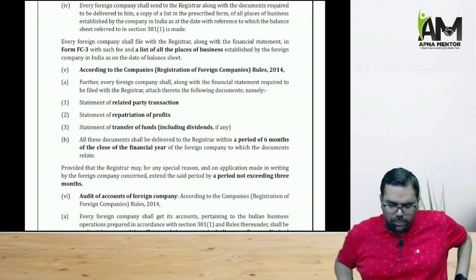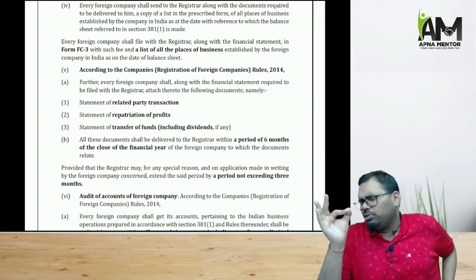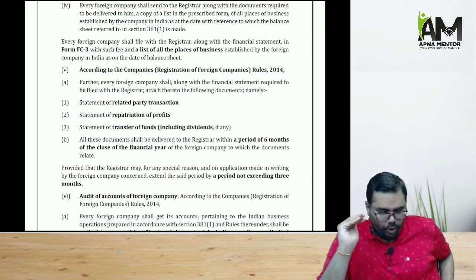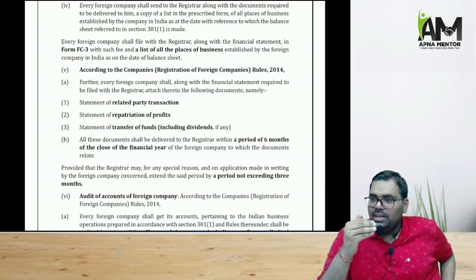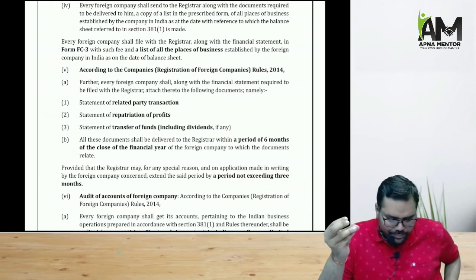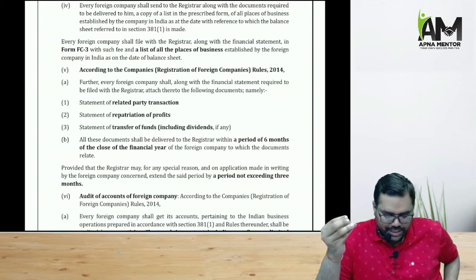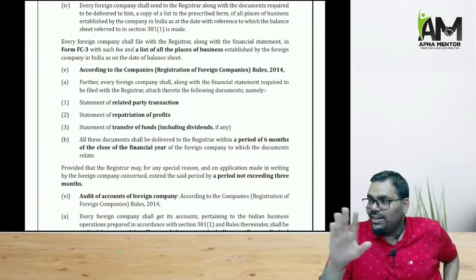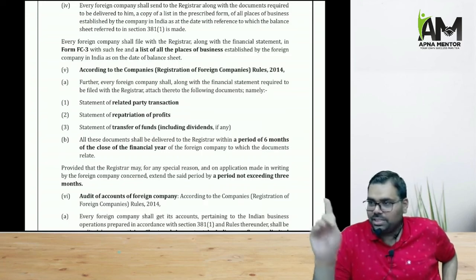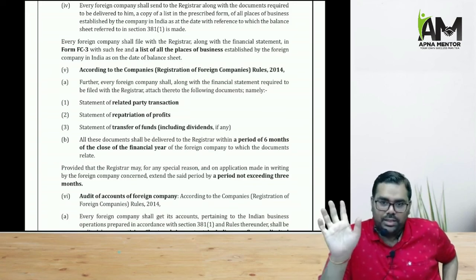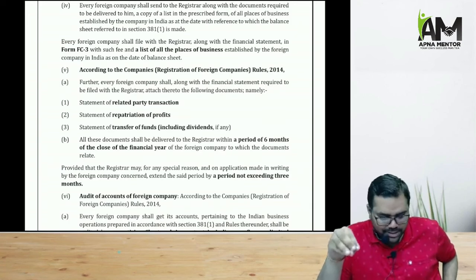Now, normally the Indian companies have to file their financial statements to the ROC within 30 days of the AGM, as per section 137. But in case of foreign companies, what they are saying is that all these documents shall be delivered to the ROC. This particular set of documents. We are not talking about financial statements, right? Financial statements are to be filed as per chapter 9 only.